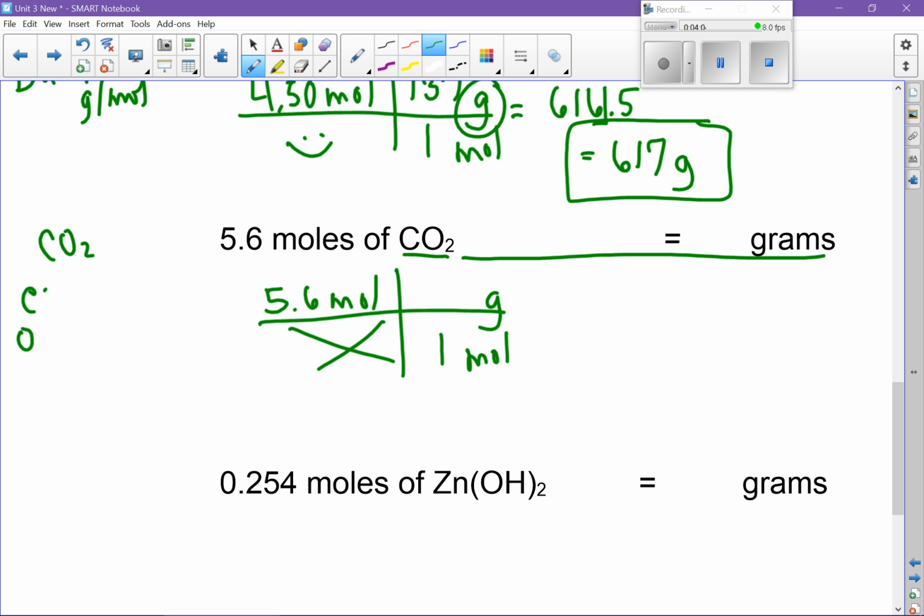Carbon and oxygen. There's 1 carbon, the mass is 12. There are 2 oxygens, the masses are 16. Multiply here. If I add those up, my molar mass is 44 grams per mole. That's the number that goes here.